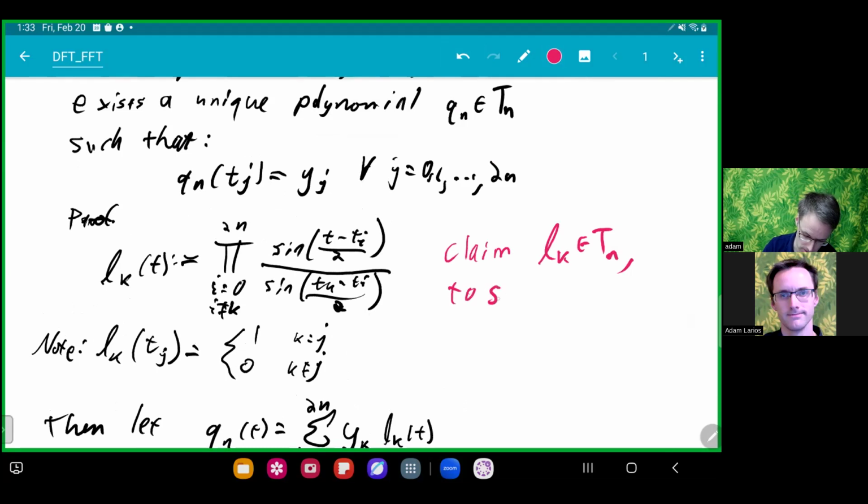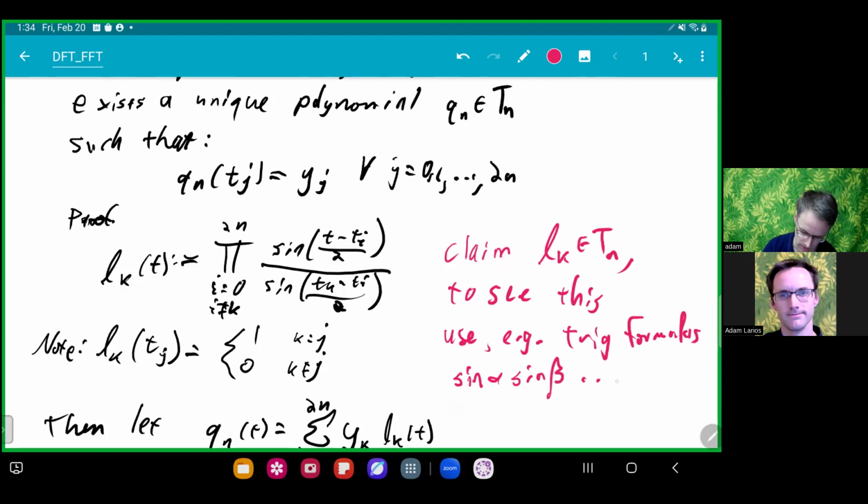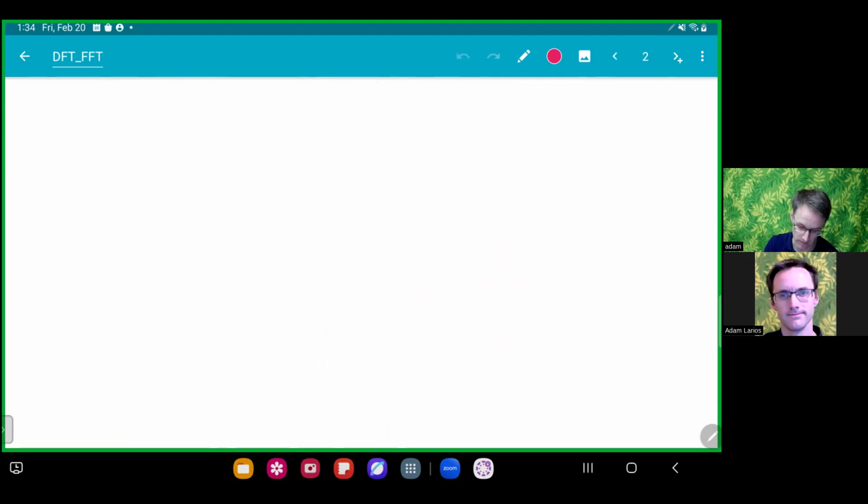And to see this, use, e.g., trig formulas such as for sine alpha times sine beta, and so on. There are a number of these product formulas. So you'll be able to expand products of sines out into some sums of sines and cosines, and use this many, many times to get that this is actually a trigonometric polynomial. Okay, I'm not going to go further into that discussion because it takes us away from the main discussion.